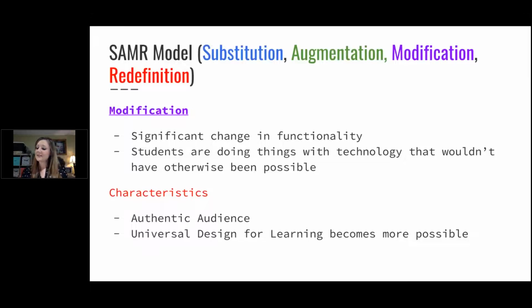Modification, and this is where it starts to get really cool. So this is where technology is now changing in functionality. Students are doing things with technology that wouldn't have otherwise been possible. And some of the characteristics of that is that now they have an authentic audience, and universal design for learning becomes more possible. And what I really want to emphasize here is the importance of universal design for learning.